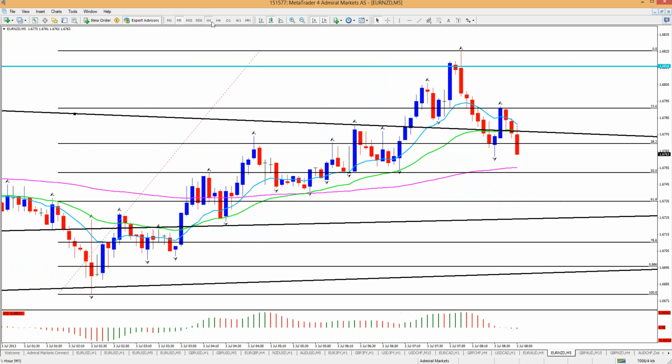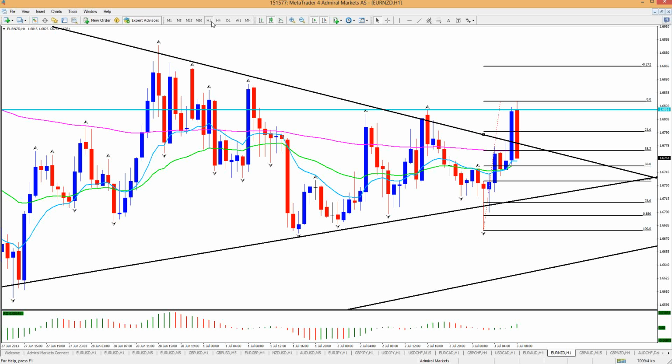Mark is saying 1 hour not good enough. Well, to be honest, this looks like a very good candle to me. That looks good enough. It's a good break. It's a good 1 hour close above the trend line, which is good enough for me, usually speaking.